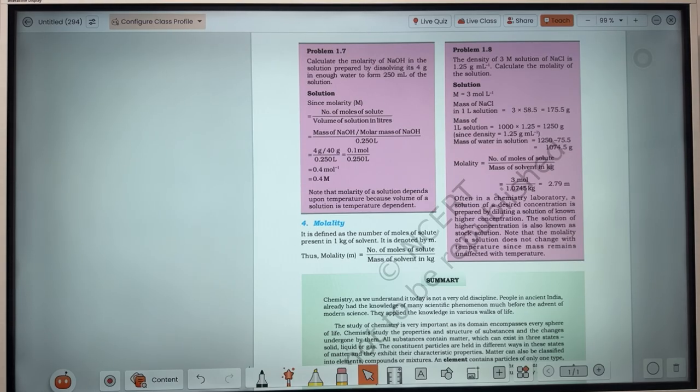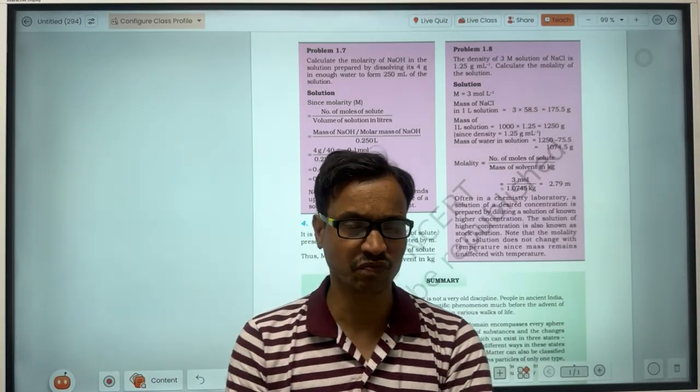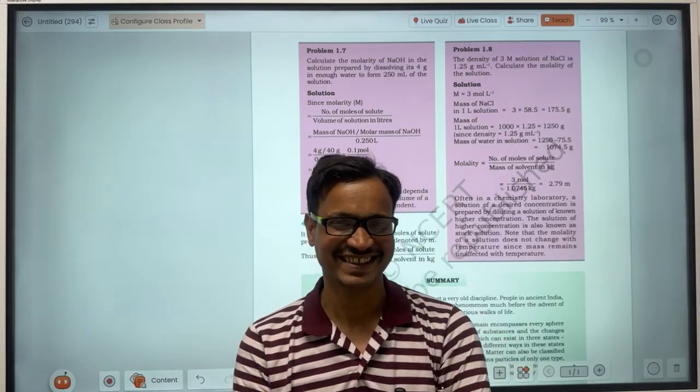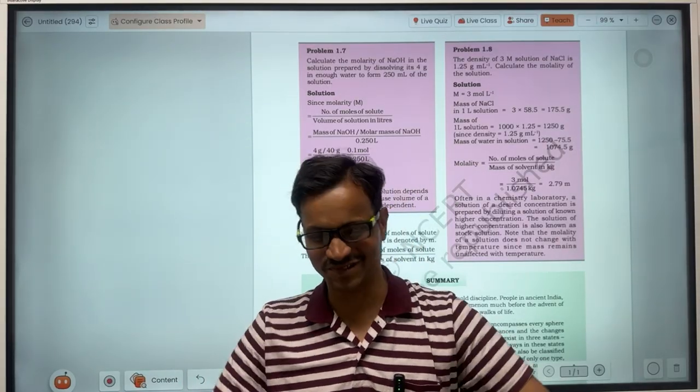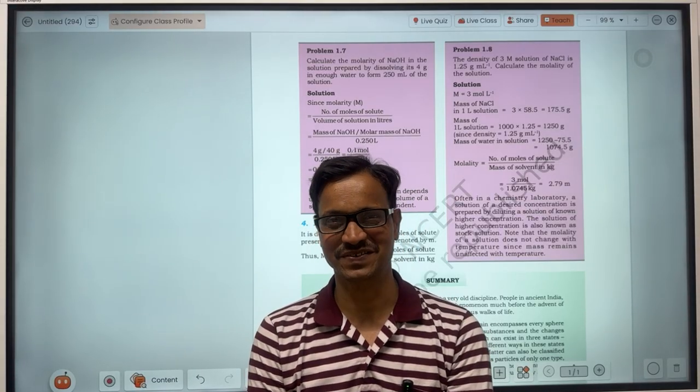The question here is, you have to dissolve NaOH, and the amount of NaOH is 4 gram. When 4 gram of NaOH dissolves in water to form 250 milliliter of solution, that means 4 gram of NaOH has to dissolve in enough water to form 250 milliliter of solution. Enough water means the desired quantity of water.